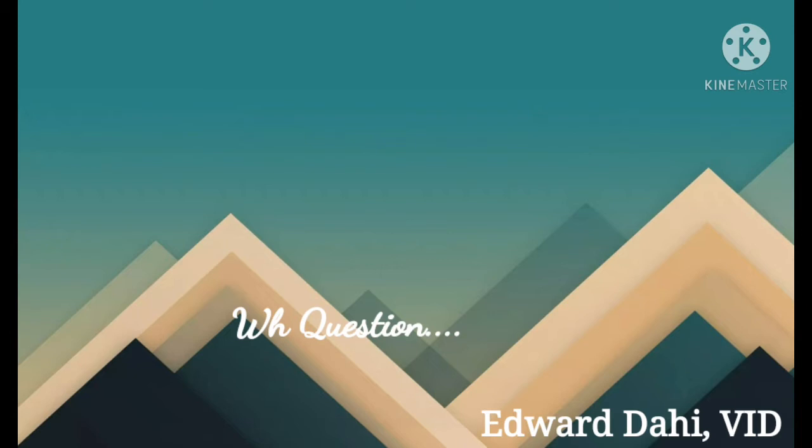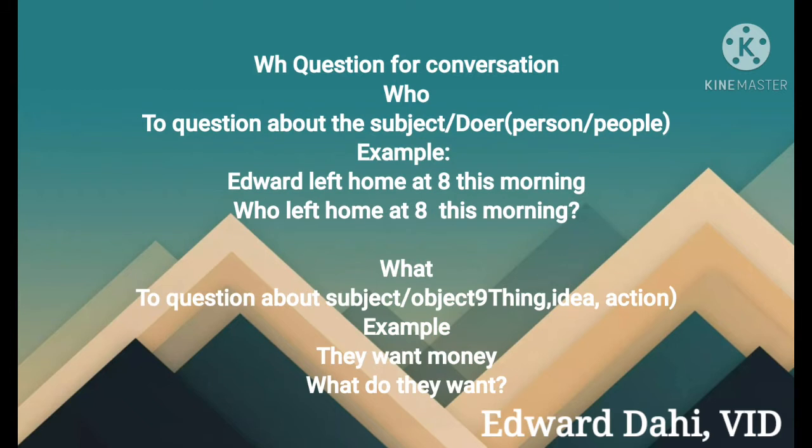Welcome to Syntax. My name is Edward and I'm from Group 7. What are the WH questions in English? In English, we have 5 very common WH questions. The first one is who. Who is the question to ask about subject, person, or people. For example, Edward left home at 8 this morning. The question is, who left home at 8 this morning?